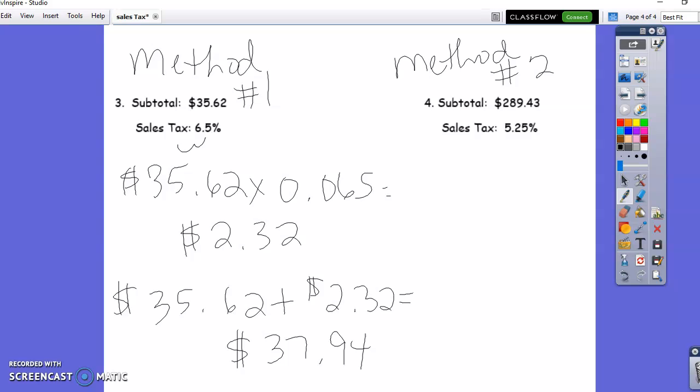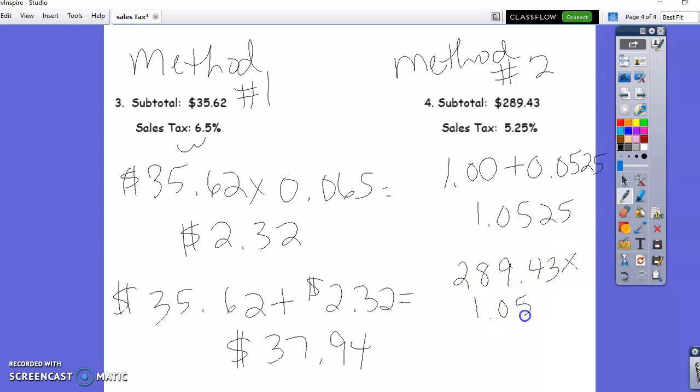Okay, number 4, we said let's do method number 2. So I have $289.43. Your sales tax is 5.25%. So your 289.43 is 100% of your bill, and you're going to add 5.25%. That as a decimal is 0.0525. So when I add those two together, I get 1.0525 as my rate. So I'm just going to take my subtotal of 289.43 times my rate of 1.0525, and voila, I'm going to get $304.63.